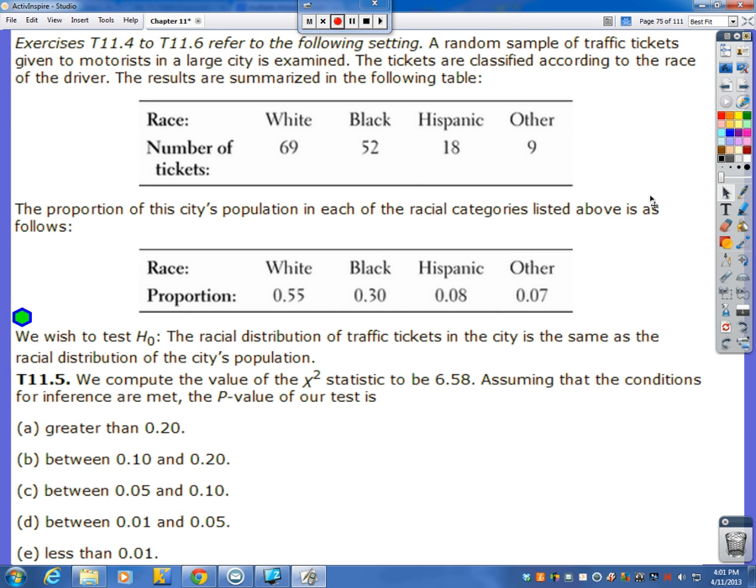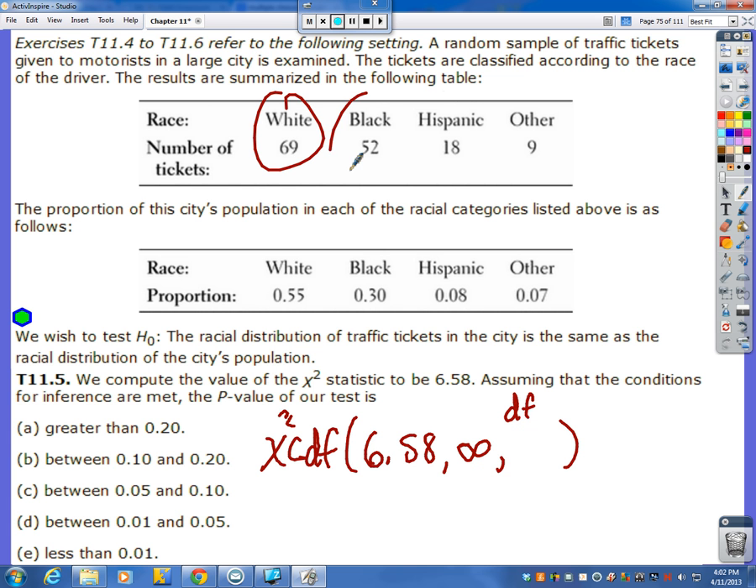Number 5 says, we compute the value of the chi-square to be 6.58. Assuming that the conditions for inference are met, the p-value of our test is... Now, if they were to give you the chi-squared, then all we have to do is use chi-square CDF in our calculator from 6.58 to infinity, with degrees of freedom. We said this was a goodness of fit test. There are 4 groups. Groups minus 1 makes 3.